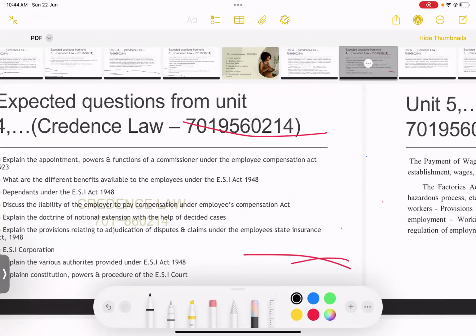These are certain important questions from the 4th unit. A very important question would be to prepare for the benefits available under the ESI Act, and the compensation, the basic requirements to be fulfilled before the compensation is sought. And that is the 4th unit.